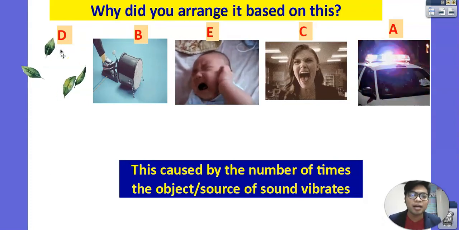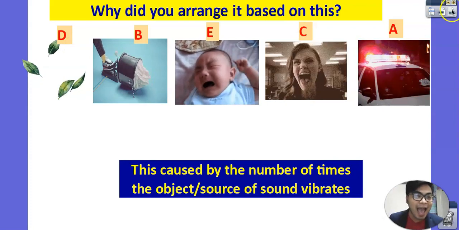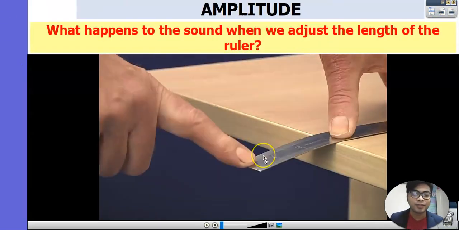So let's take a look here. Why does this happen? I have here rulers. You can have the transparent one or the metal one, and if you don't have them, kindly hit the pause button.